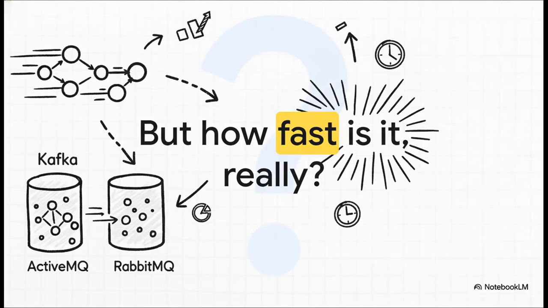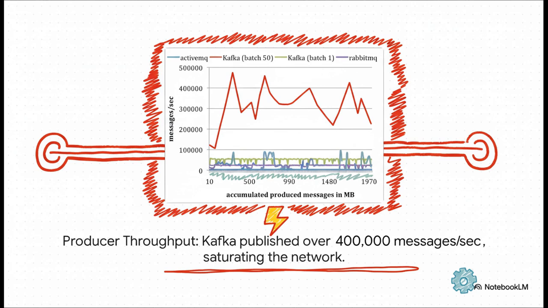So the team put Kafka head-to-head with two really popular messaging systems at the time, ActiveMQ and RabbitMQ. So how much of a difference did all these clever design choices actually make? Yeah, the results were staggering. Seriously, on this chart showing how fast you can write data, that red line way up at the top, that's Kafka. It's not just a little bit faster, it's pushing over 400,000 messages a second and totally maxing out the network. And the other two systems, they're those flat lines way down at the bottom.